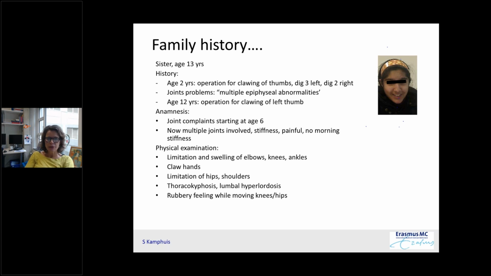So the mom said, yeah, sure, you can look in her files. She was 13 years old, and it all started at 2 years. You can actually read everything. I'm not going to read everything out, but it started at 2 years, and then it progressed later on, much more extensively. She had polyarticular involvement. She did have clawing, but only at a later age. But she was operated on at 2 already for clawing of the thumbs, trigger fingers, you should say. And then, again, polyarticular disease. And I can't see why the mom didn't think her daughter had the same disease as her boy.